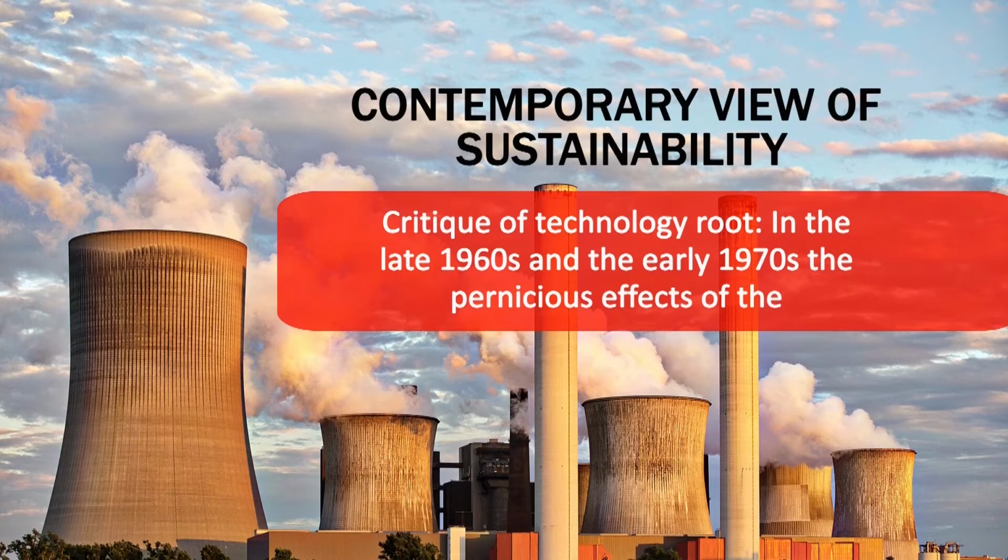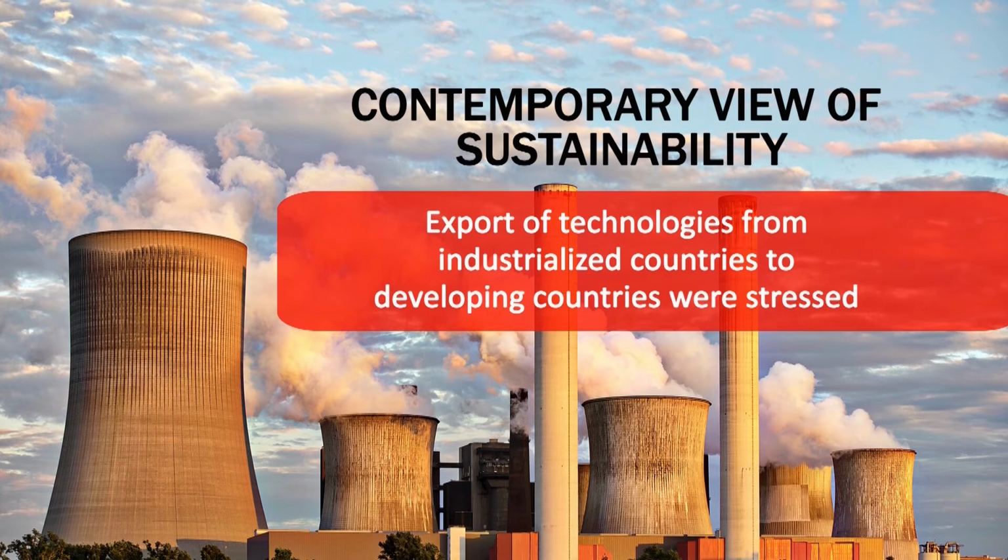This view will be seen in a few publications like Man and Nature, or Physical Geography as Modified by Human Action, by Marsh, 1864; Man and the Earth, on the increasing scale of man's role as an agent of global change; Alfred Lotka in Elements of Physical Biology; then Kenneth Boulding. Now, in the critique of technology, you will see in the late 1960s and early 1970s, the pernicious effect of the indiscriminate export of technology from industrialized countries to developing countries was strongly stressed.